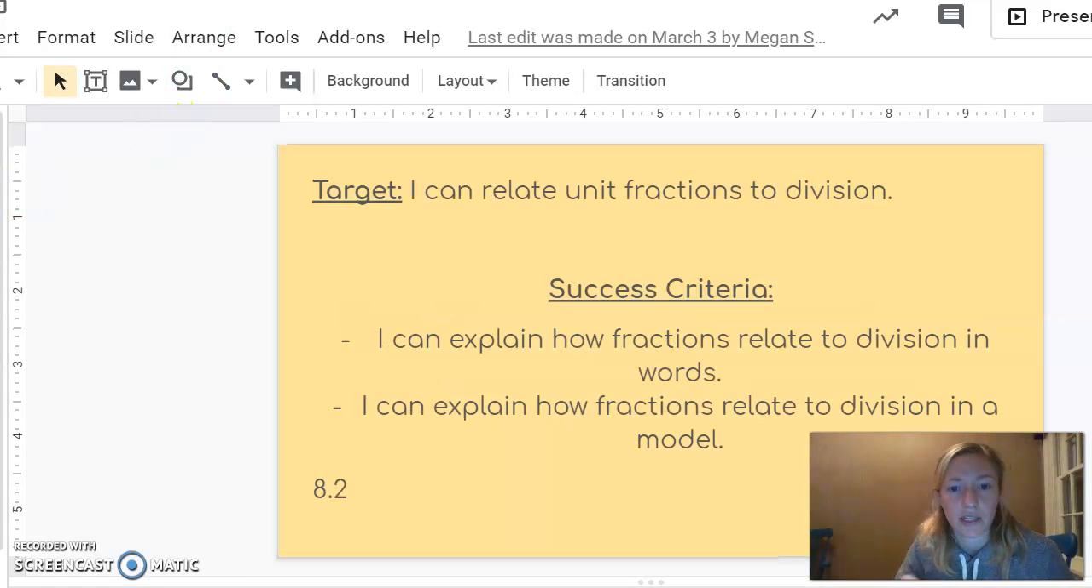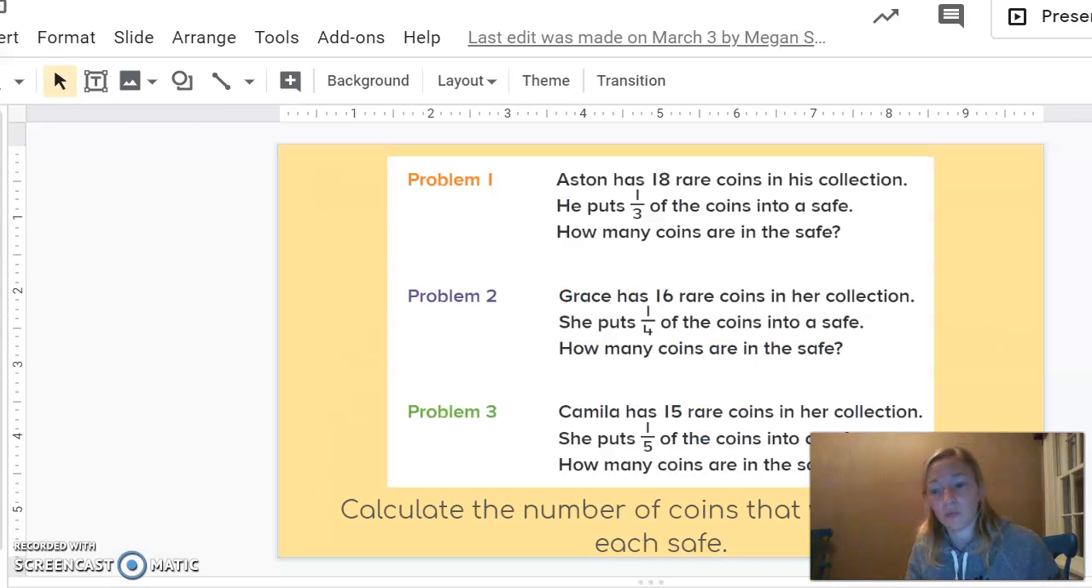Target and success criteria. The target: I can relate unit fractions to division. Success criteria: I can explain how fractions relate to division in words, and I can explain how fractions relate to division in a model. So we're going to work on 3 problems here together. We'll do them really quickly, and then I'll walk you through the journal pages, and that'll be it.